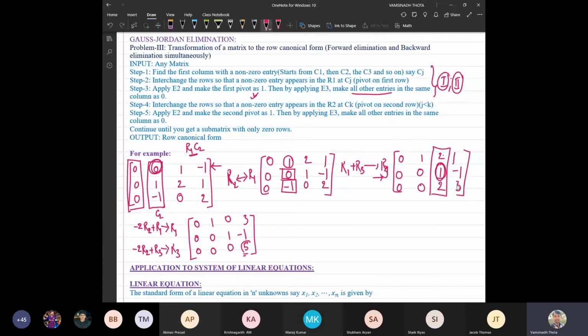So in the third row, the pivot entry is 5. First thing what we should make? R3 should be replaced by 1 by 5 times R3. Why? The pivot entry should become 1. So what we have done? 0, 0, 0, 1. 0, 0, 0, 1. Okay.